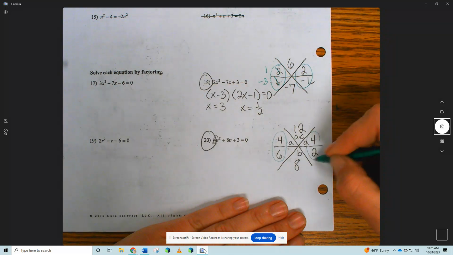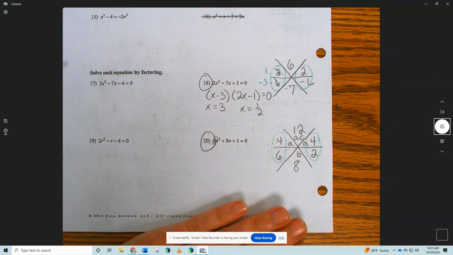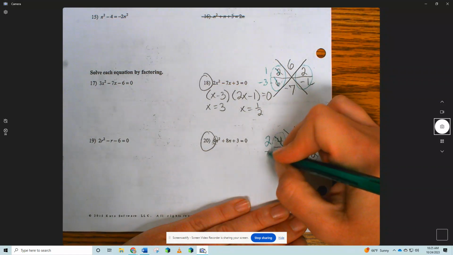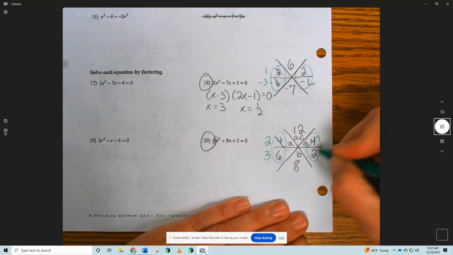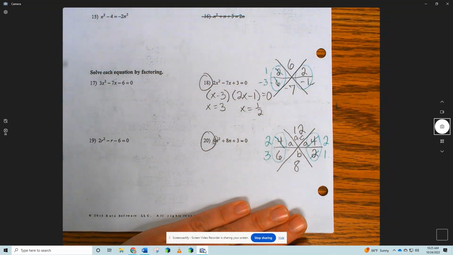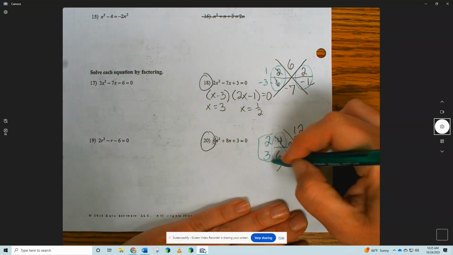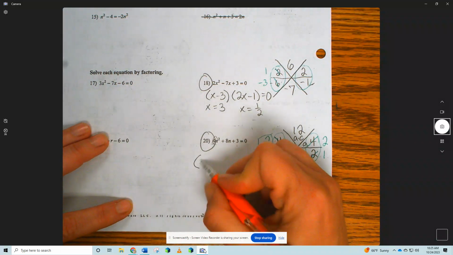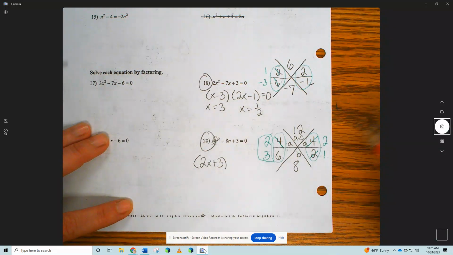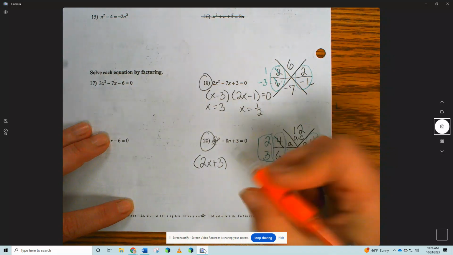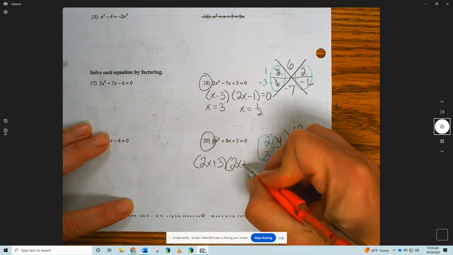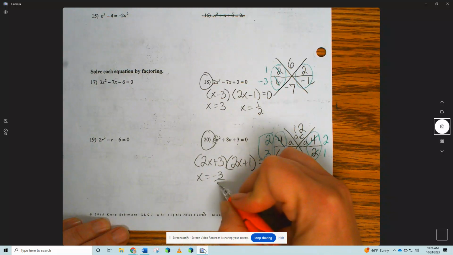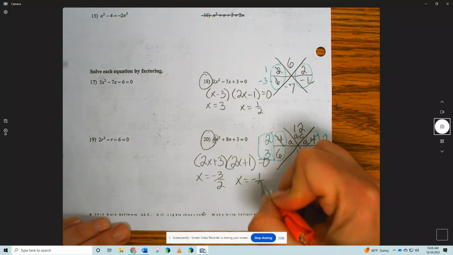But the problem is that if it can be simplified, then I need to do that. So 4 over 6 would become 2 over 3. And 4 over 2 would become 2 over 1. This is my parentheses. This 2 and this 3 make 2x plus 3. And this 2 and this 1 make 2x plus 1. And then I'm just solving: negative 3 halves, negative 1 half.